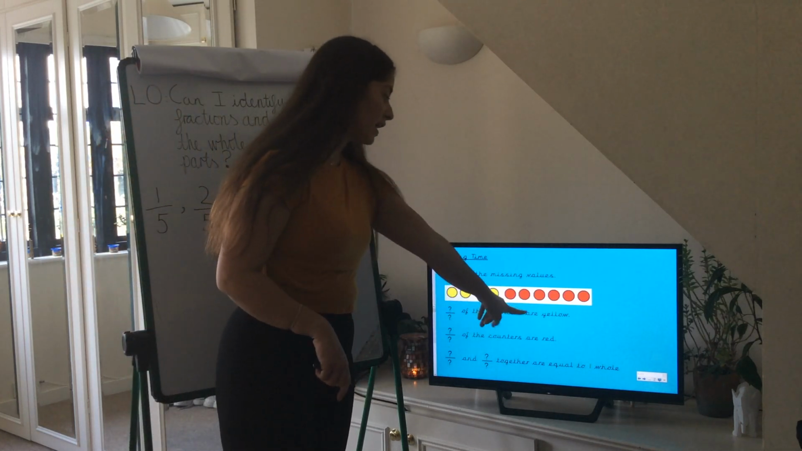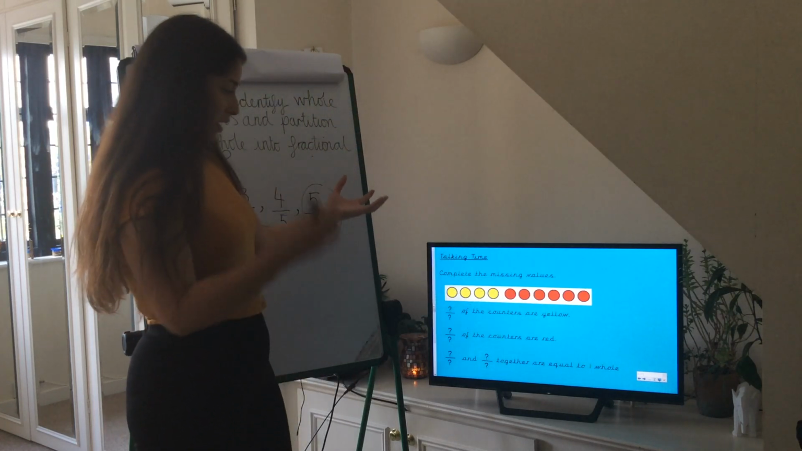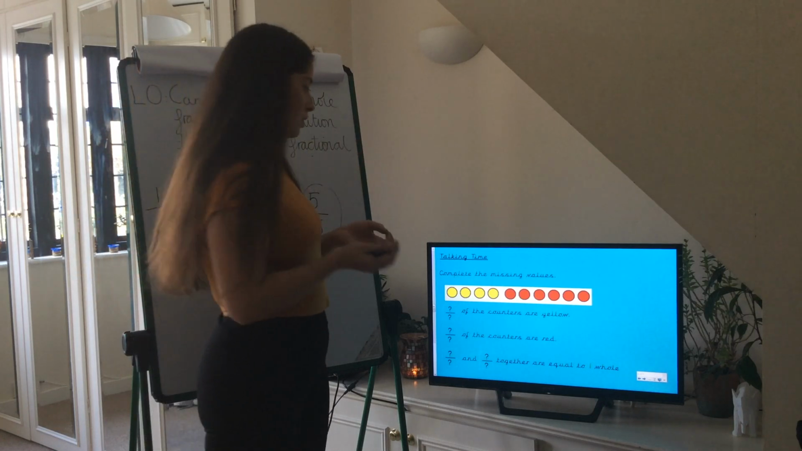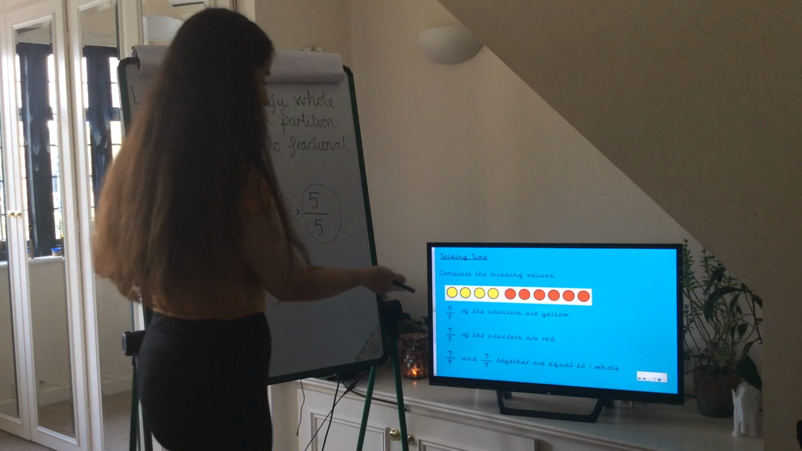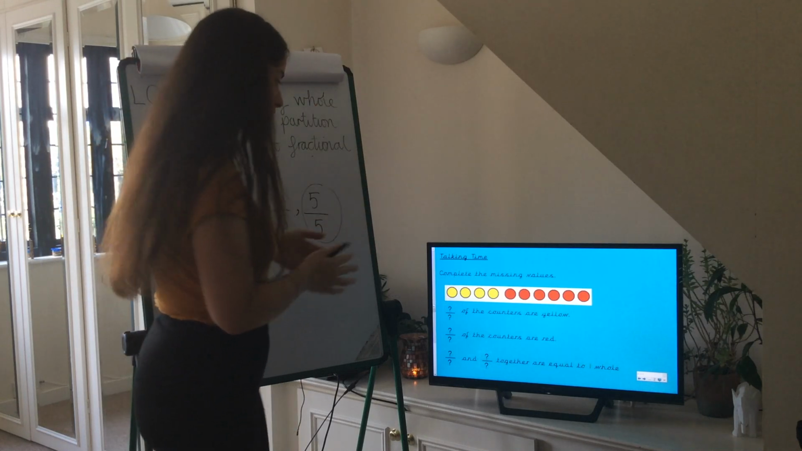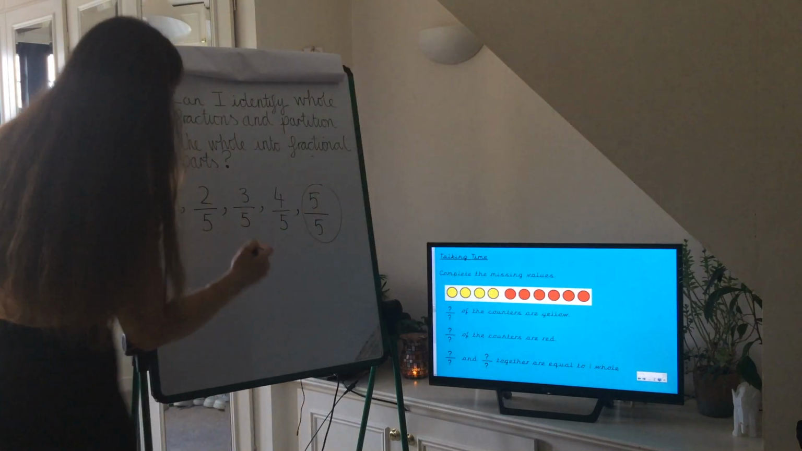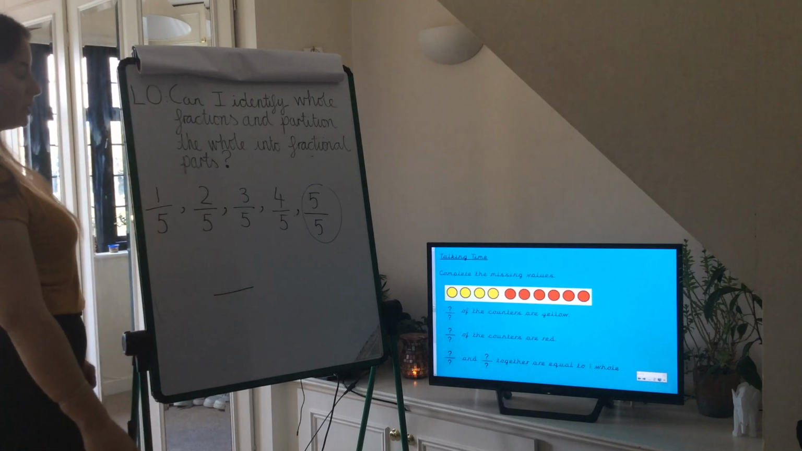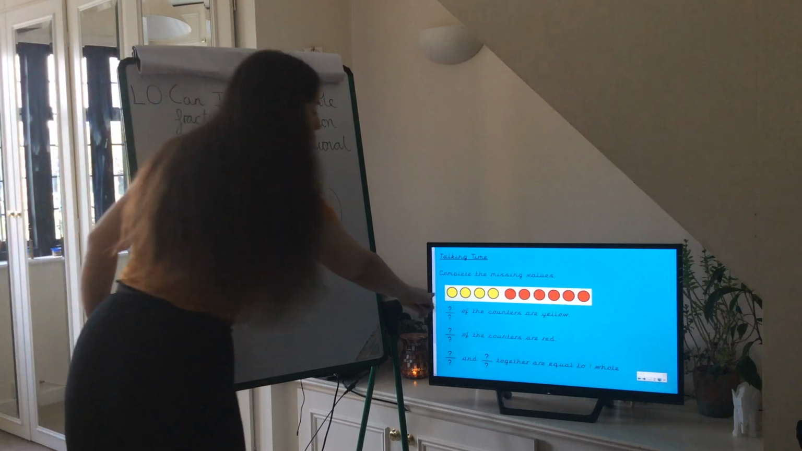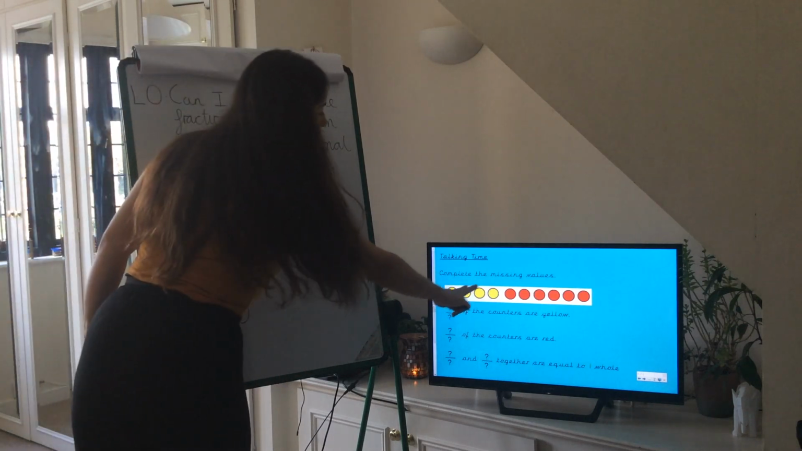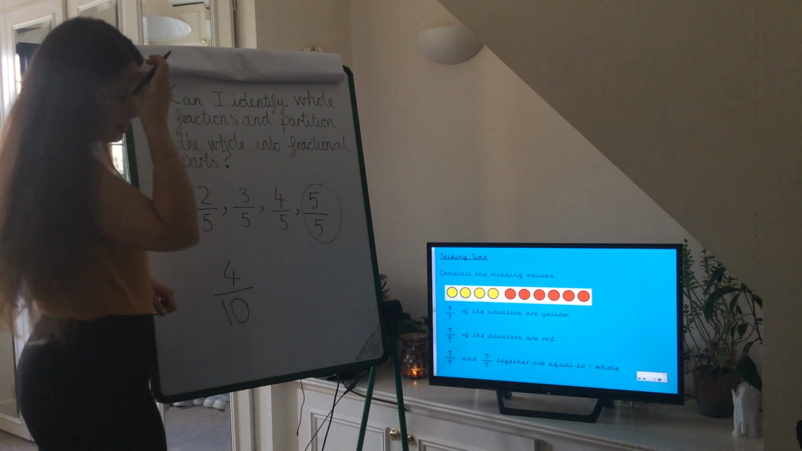A fraction of the counters are yellow, a fraction of the counters are red, and a fraction together are equal to 1 whole. Let's find out what the fraction is that represents the yellow counters. We first need to know how many parts a whole is made of. 2, 4, 6, 8, 10. So is my numerator going to be 10 or my denominator? My denominator, because it represents 1 whole. What fraction of the whole is yellow? 2, 4. So 4/10 of the image is yellow.